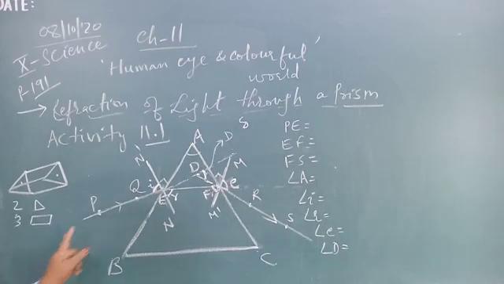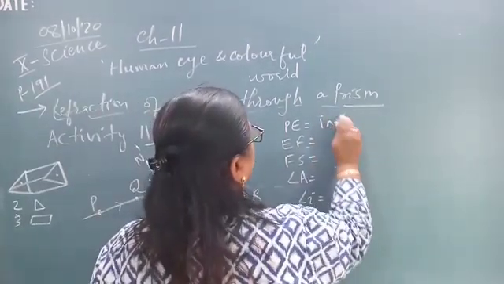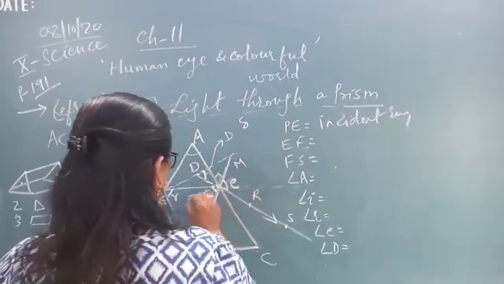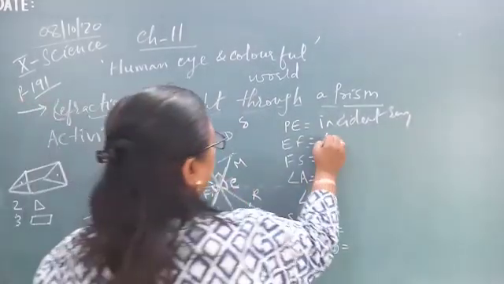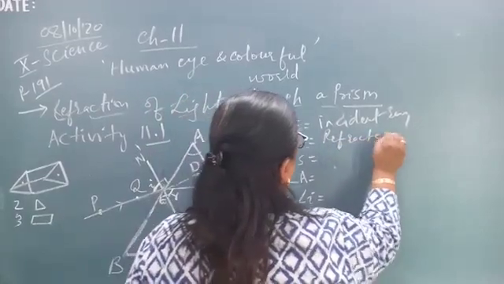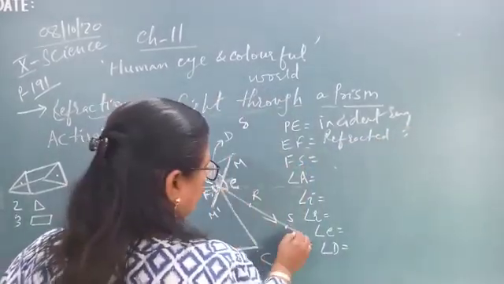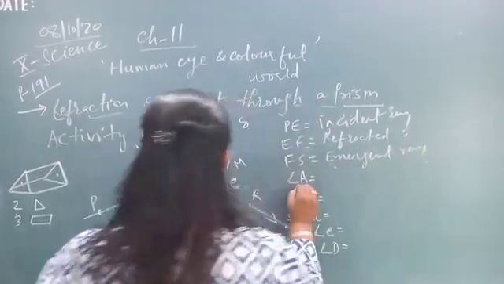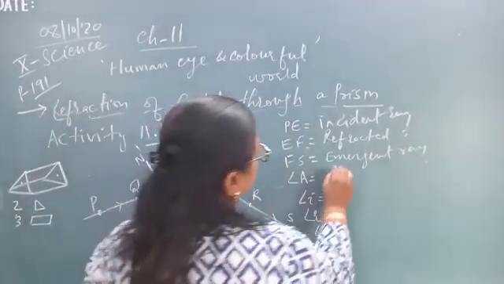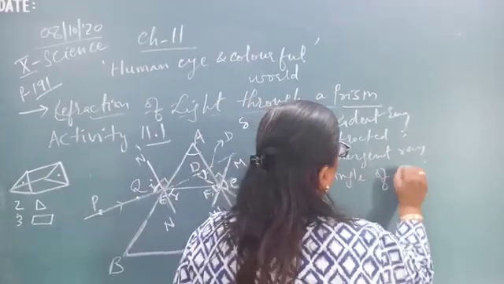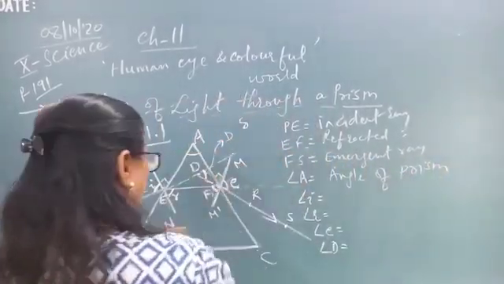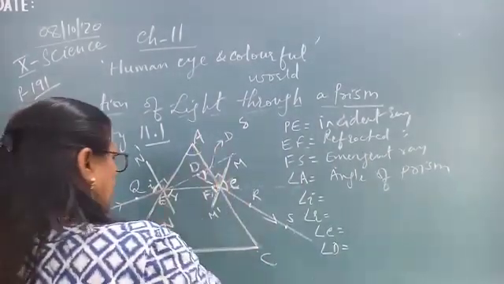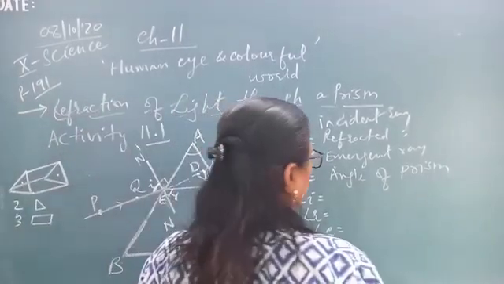Now what is PE? PE is the incident ray. What is EF? EF is the refracted ray. Then what is FS? That is the emergent ray. Then angle A is called the angle of prism. Here three angles are formed, A, B, C, because the shape is triangular. So angle A, angle B, angle C are called angles of the prism.